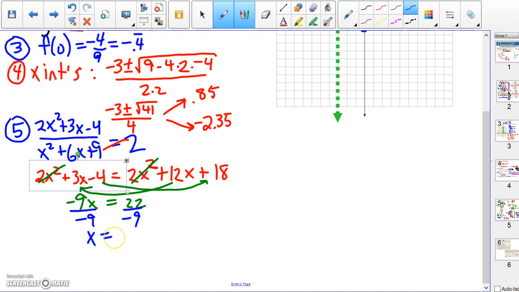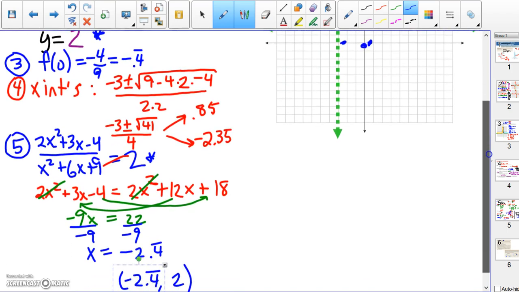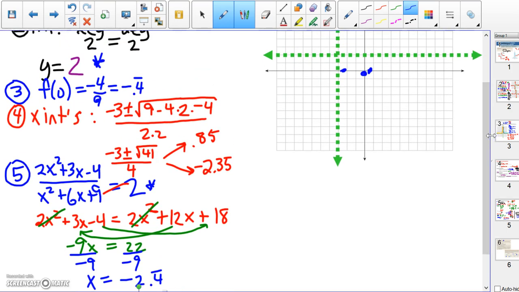X equals -22/9. -22/9 is about -2.4 repeating. Okay, so that's your x coordinate. So it definitely crosses. Your graph is going to cross the asymptote at the point negative 2.4 repeating, comma. Remember what y was. Y was that number right there too. So we've got this weird point at negative 2.4 repeating, comma 2, which is right there. Okay, kind of a weird deal. So what is this thing going to look like?